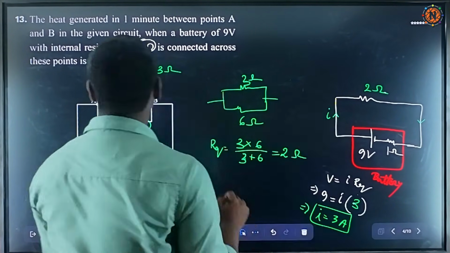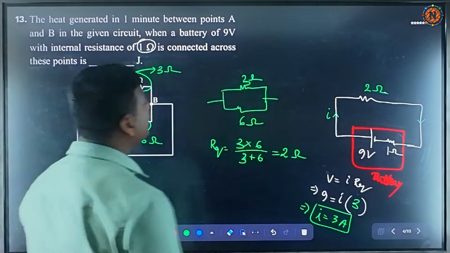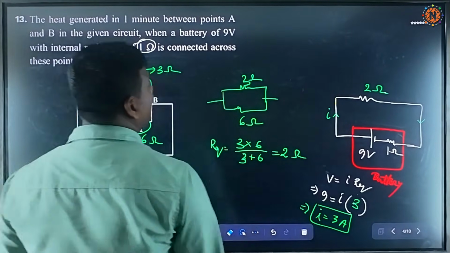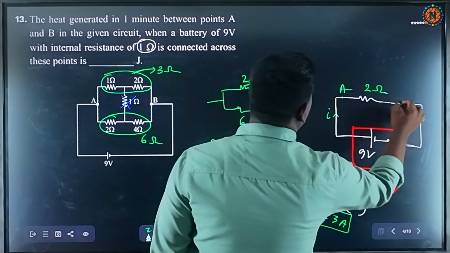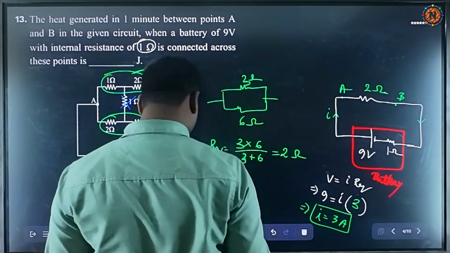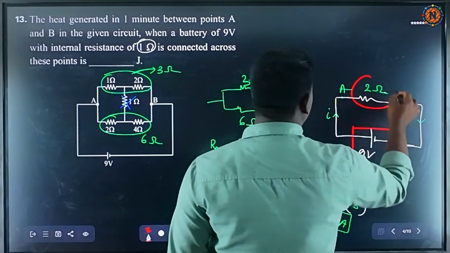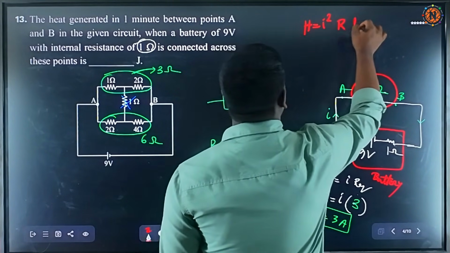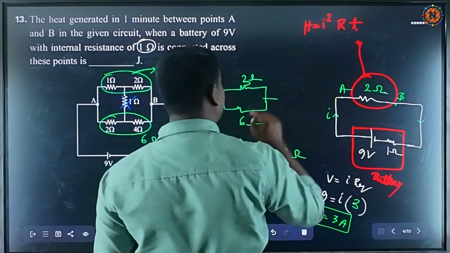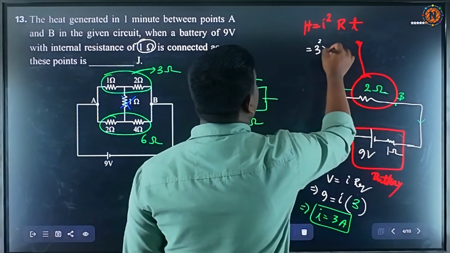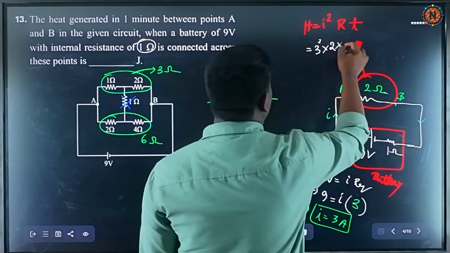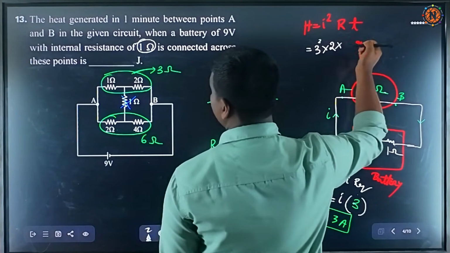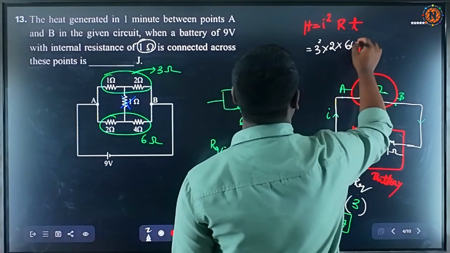Okay, now we need to find the heat generated in 1 minute between the points A and B. Point A is here and point B is here. So we need to find the heat. So what is the formula of heat? Formula of heat produced is equal to I square R into T. Okay, so current is how much? 3 square. Resistance is how much? 2. And what is the time? 1 minute. 1 minute means 60 seconds.